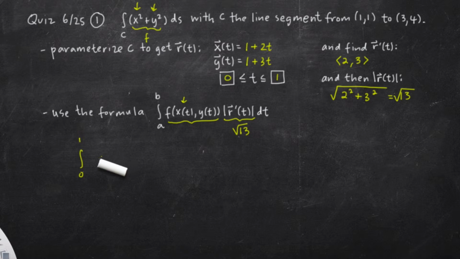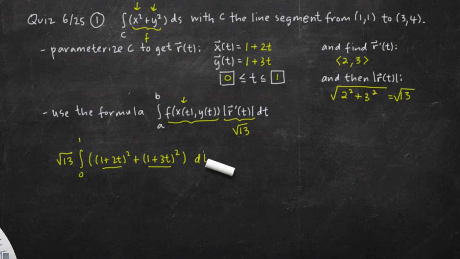f is x squared plus y squared, so we will square 1 plus 2t and 1 plus 3t and add them together. Once again, this is x of t squared plus y of t squared, which is what the formula for the surface tells us to do. And then we multiply that by the square root of 13, which I can factor out in front, and find the integral with respect to time.